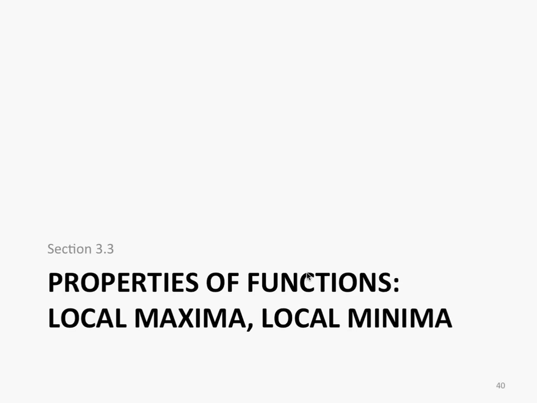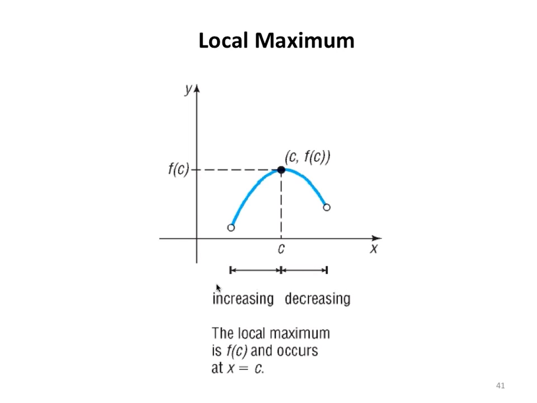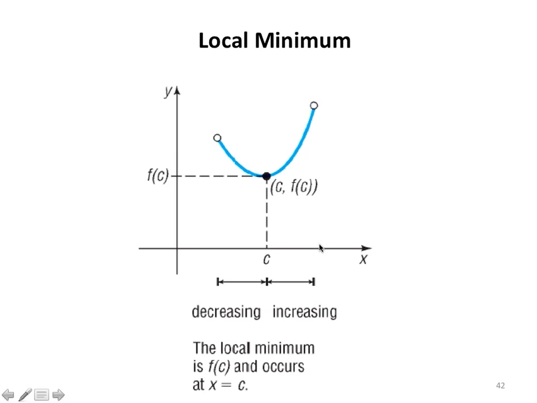Now we have some properties of functions like local maxima and local minima. So if you look here, we have an example of a local maximum. So the local maximum is f of c, it's the y value, and it occurs at x equals c. And it happens when we go from increasing to decreasing. We also have local minimum. The local minimum in this case is f of c, and it occurs at x equals c as well, and it happens when we go from decreasing to increasing.